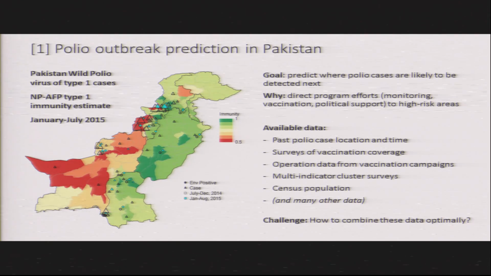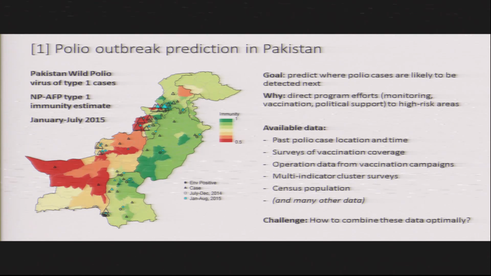So the first example is about polio in Pakistan. And on the left, you see a map of polio cases. The polio cases are for 2 periods, July to December 2014 and January to August 2015. The legend there tells you that the blue triangles are the cases in the most recent period, and the empty triangles are the cases for the previous period. So it tells you a little bit about where it's distributed geographically. And you'll see very large triangles in the areas that border Afghanistan, in the tribal areas there, where you also see a lot of red from the point of view of immunity.